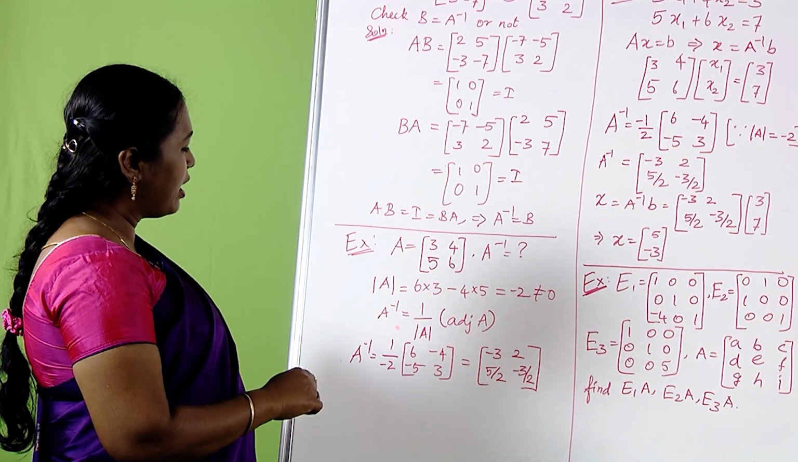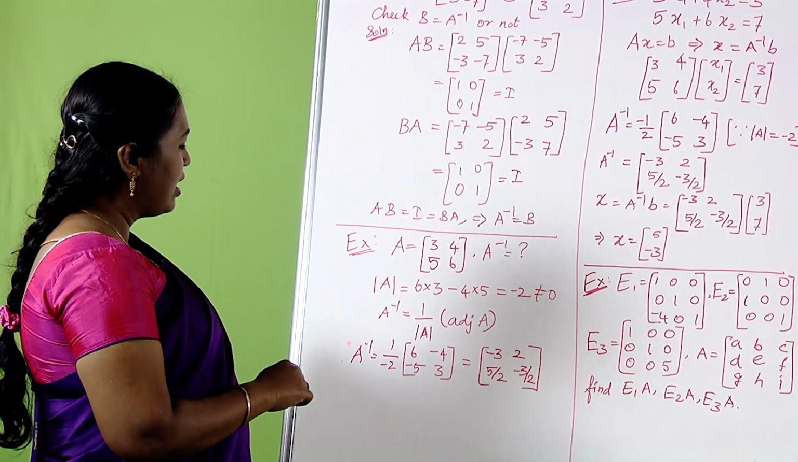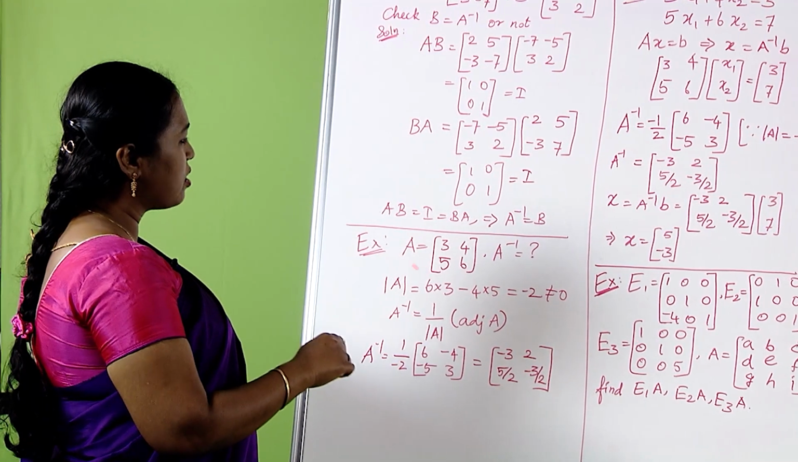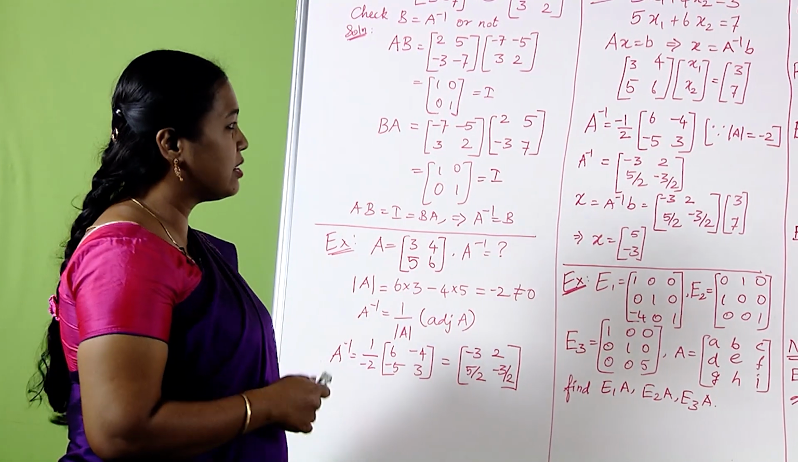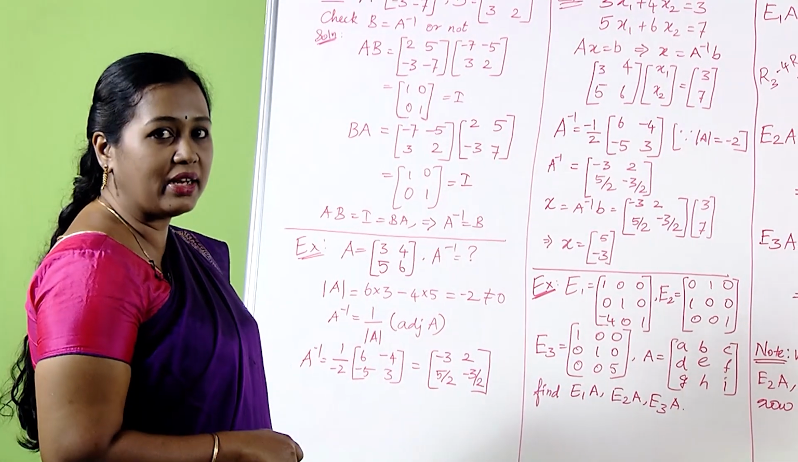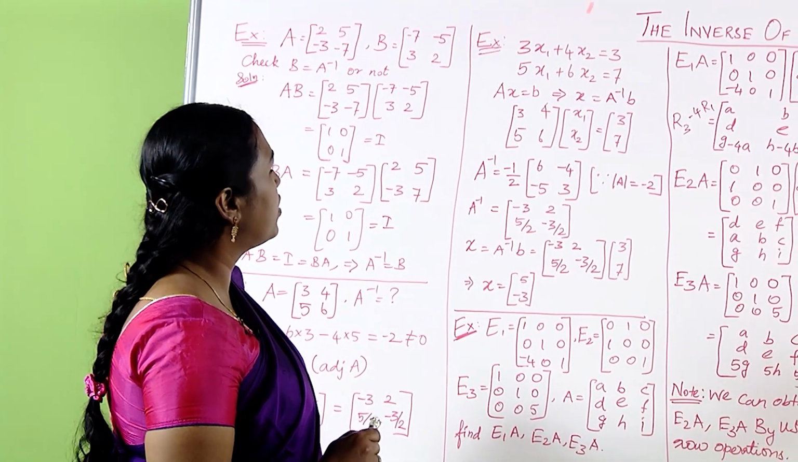So, when dividing by minus 2, this is the answer I get, and this happens to be the inverse of this matrix 3, 4, 5 and 6. So, this is one technique to find the inverse of a matrix. There are plenty of other techniques as well. We move on to one more example.